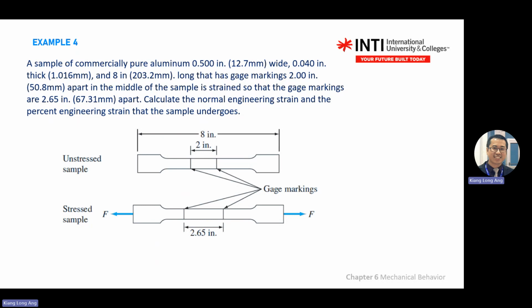Okay, so the gauge marking is, when it's under stress, there's a change of the length from 2 inch to 2.65 inch, or in the unit SI from 50.8 mm to 67.31 mm apart. Calculate the normal engineering strain and percentage of strain in that sample.